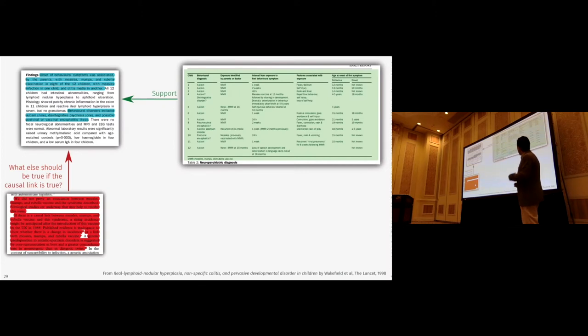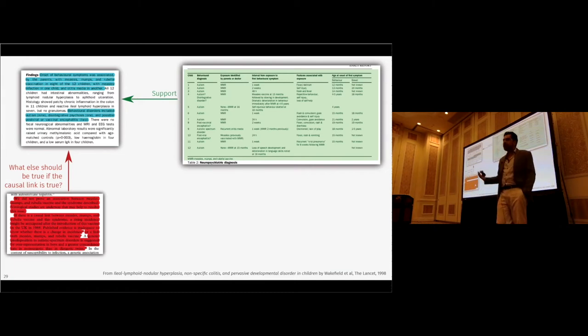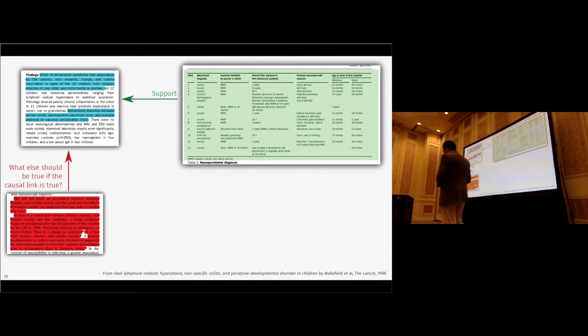Inside it had this nice table of 12 children for which the parents reported that they started manifesting autistic type of disease immediately after receiving, immediately is a vague term, but after receiving the MMR vaccination. So in the paper you read that one set of behavioral symptoms was associated by the parents with measles, mumps, and rubella vaccination in 8 of the 12 children, with measles infection in one child and otitis media in another. So this is essentially an argument in favor of there is correlation between MMR vaccination and autism.